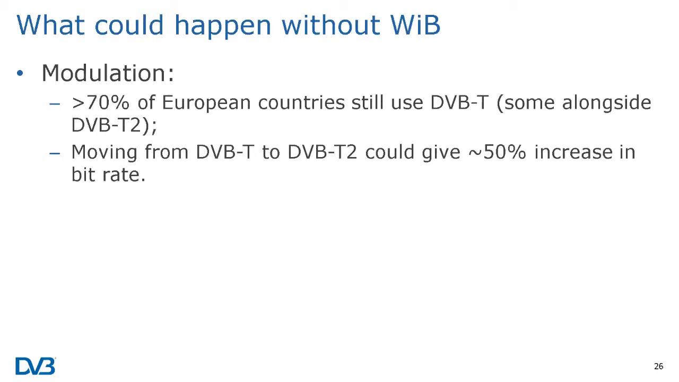Some of them are mixed with T2. There's a colour there for those who are using only T2, and then there's a different colour for T2 with HEVC, effectively the latest generation of video coding. So we've got 70% of European countries still using DVB-T.